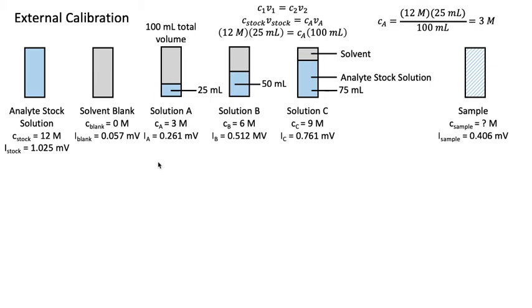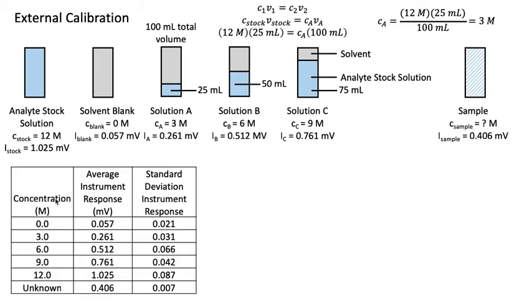It's probably easier to view them as part of a graph. And so here I have my concentration in molar, my instrument response. Let's say these are all averages. If I've taken 3 instrument responses and I get an average of 1.025, there will be a standard deviation associated with that. And I also forgot to mention that I did take my instrument response of the sample itself.